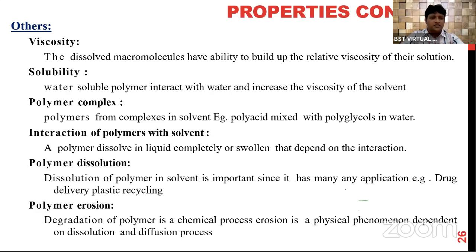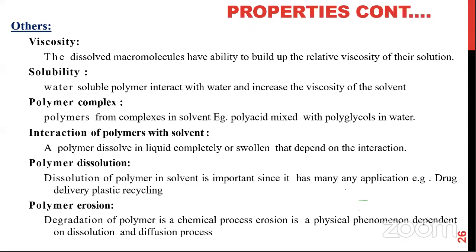You can see here that the dissolved macromolecules have the ability to build up a relative viscosity in their solution. That means depending on the interaction between the water and polymer, the polymer can build a viscosity. Next one is solubility. Solubility depends on the interaction; it will decrease the viscosity and break down. The particular polymer will break down in the solvent system and become solubilized. In certain cases, polymers mix with each other to form a complex.